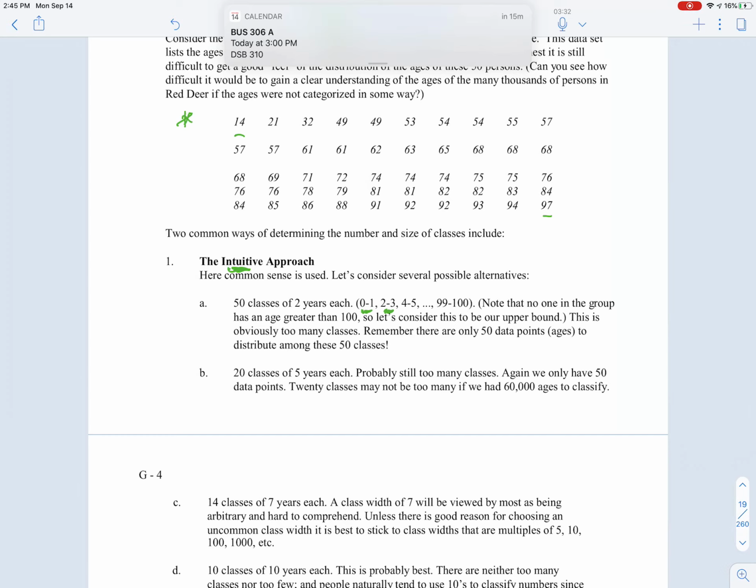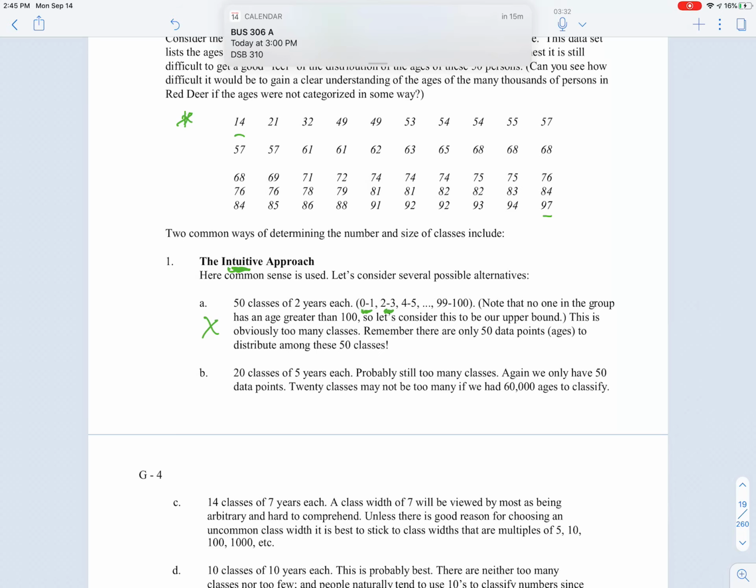So we can scratch that one and say, yeah, it's probably not going to be good. Intuitively, it just doesn't work. What about 20 classes of 5 years apiece? Now, that's actually the way that they did it in a couple of the age graphs in Unit I. So in the 2008 and also the 2016 one, that's what we did. But we were dealing with 100,000 people there.